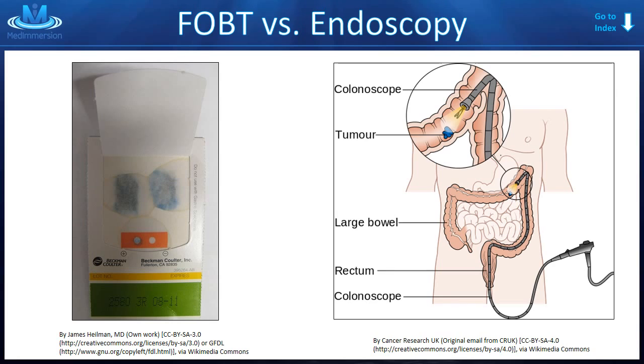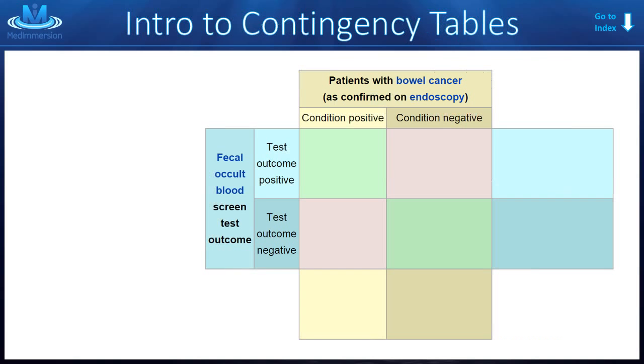Let's next draw out a contingency table and talk about it in the context of these two tests. Okay, so this is a contingency table. Keep in mind, these aren't official numbers. This is just an example. This table is going to help us answer the question of how well does a fecal occult blood test perform? How much do I trust the results? How sensitive is it? How specific is it as pertaining to patients with bowel cancer?